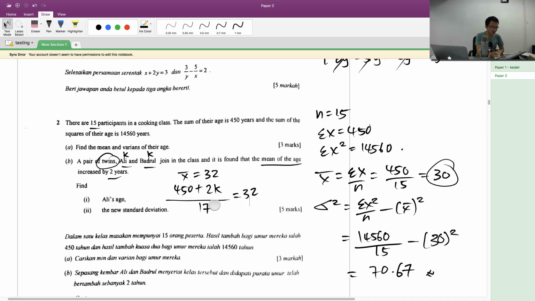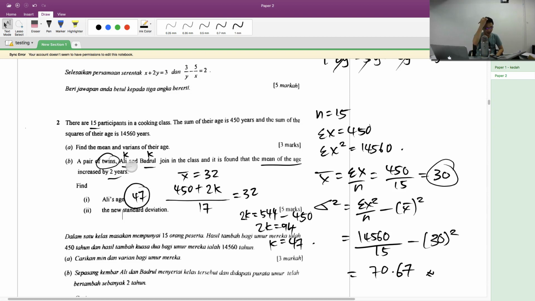So we just solve this equation. Therefore, 450 plus 2k equals 32 multiplied by 17, which is 544. Then move the 450 to the other side. Minus 450, minus 450, we get 94. So 2k equals 94. K equals 47. Therefore, the age of Ali is just 47, because K is the age of Ali.